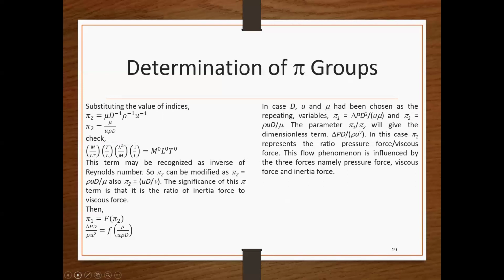Okay. So the new pi 2 is equal to 1 over the old pi 2. The significance of this pi term is that it is the ratio of inertia force to the viscous force. So then pi 1 is equal to F of pi 2. So delta P D over rho U squared is F of mu over U rho D. So that is the function. This is now your equation. It's a function of that.